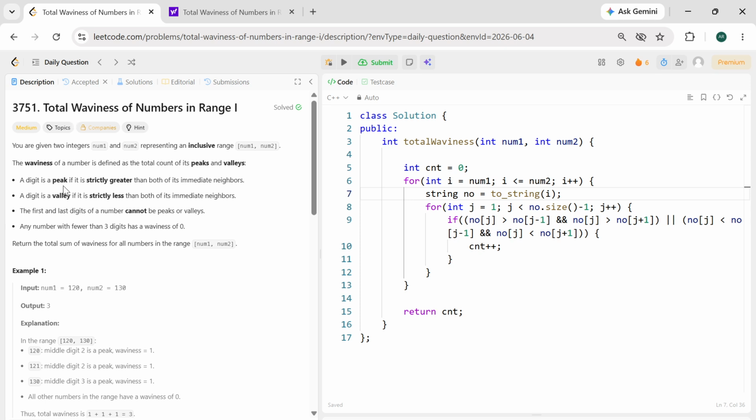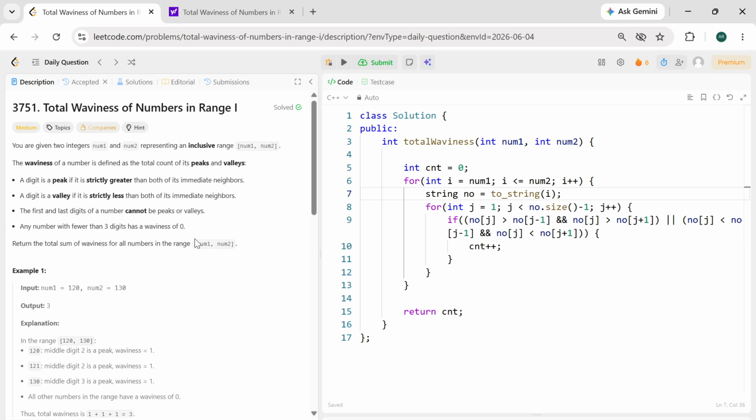You are given two integers nums1 and nums2 representing an inclusive range. The waviness of a number is defined as the total count of its peaks and valleys. A digit is a peak if it is strictly greater than both of its immediate neighbors, and a digit is a valley if it is strictly less than both of its neighbors. The first and the last digits of the number cannot be a peak or valley. Any number with fewer than 3 digits has a waviness of 0. So return the total sum of waviness for all numbers in the range nums1 to nums2 inclusive, right?